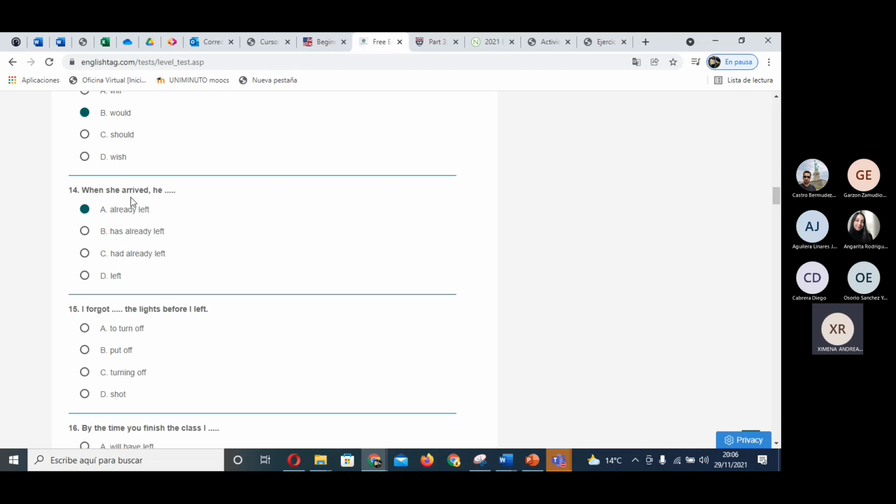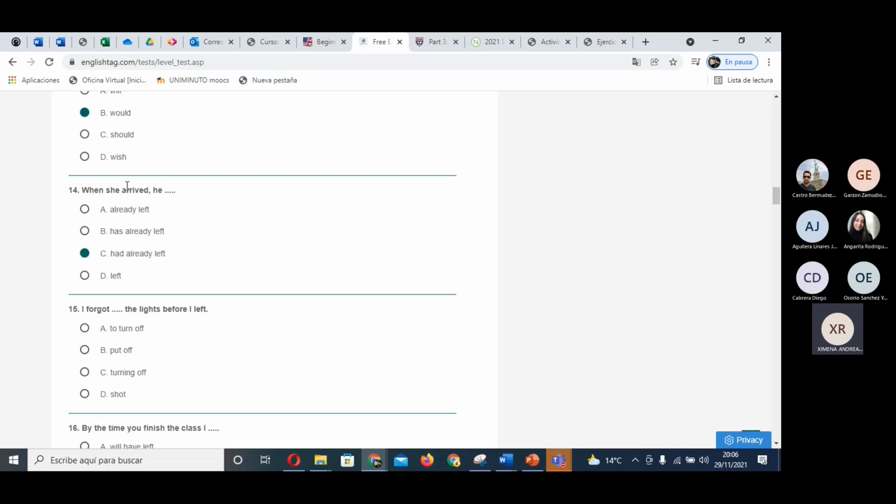Listo, entonces revisemos. Acá dice, when she arrived, tenemos pasado, ¿no? Pasado simple. Si tengo pasado simple, no podría de pronto usar un presente perfecto, ¿no? O sea, cuando ella llegó, él se ha ido, pues no, tendría que ser pasado. Already left nos falta, porque no puede ser cuando ella llegó, él salió. Digamos que gramaticalmente no es coherente.